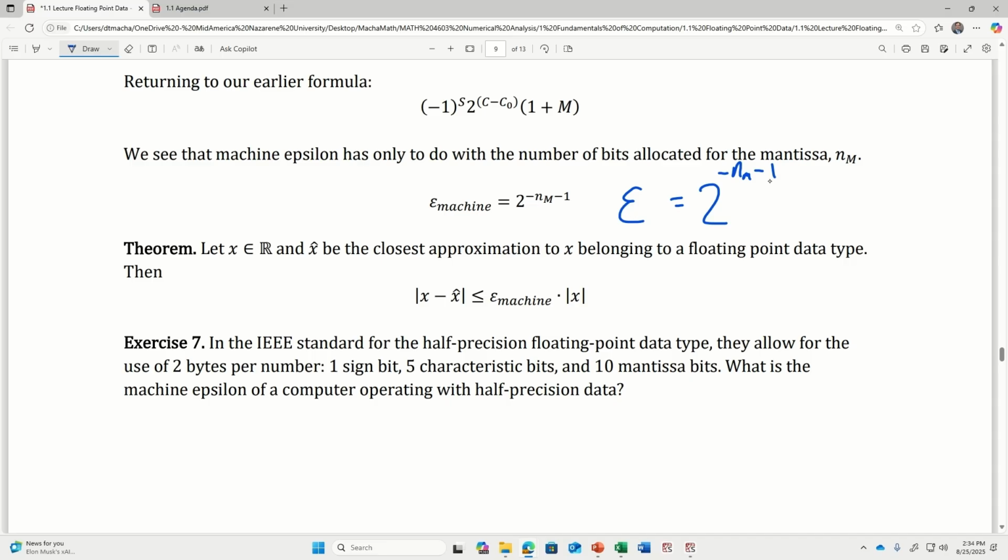I just answered exercise 11 a moment ago. Because there's 10 mantissa bits, that means the number of bits for the mantissa is 10, and then just like that. Are there any questions so far?